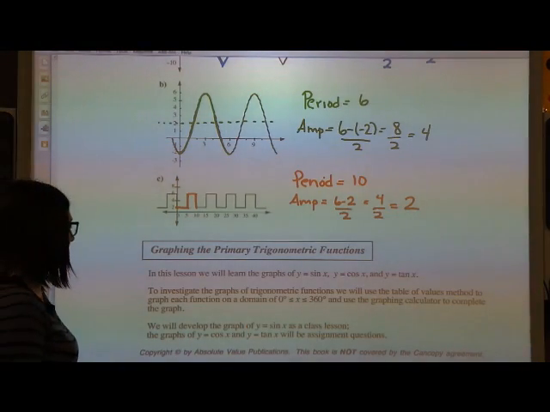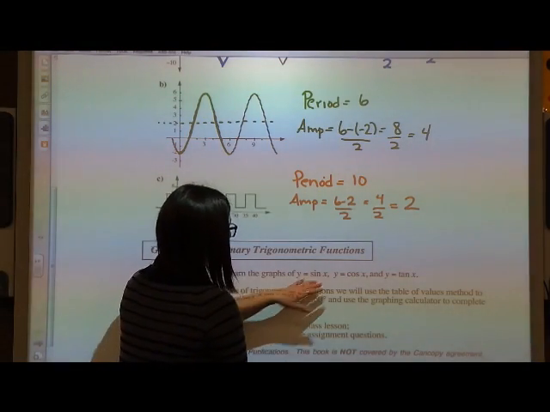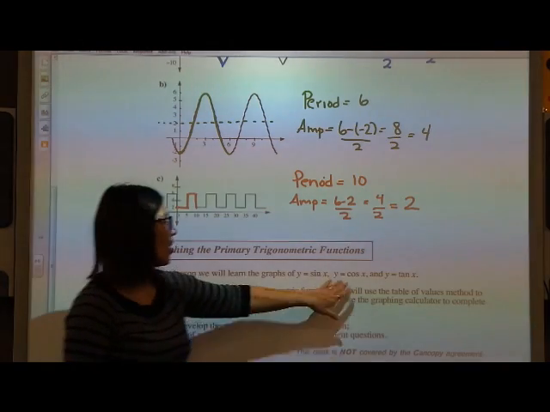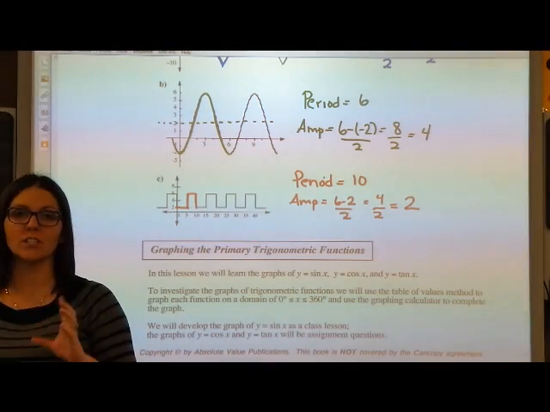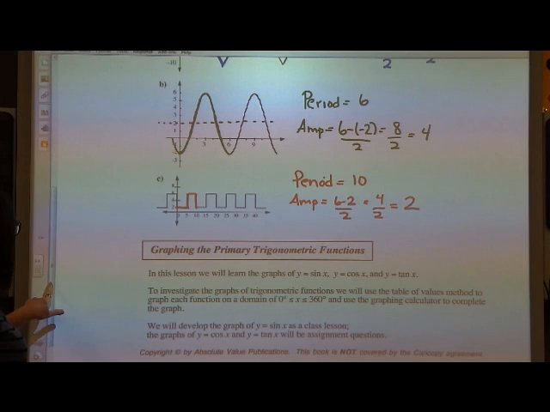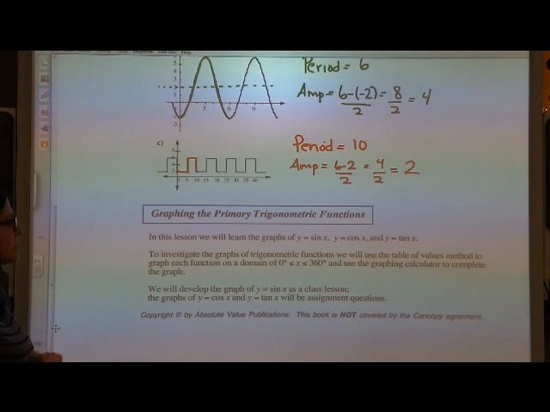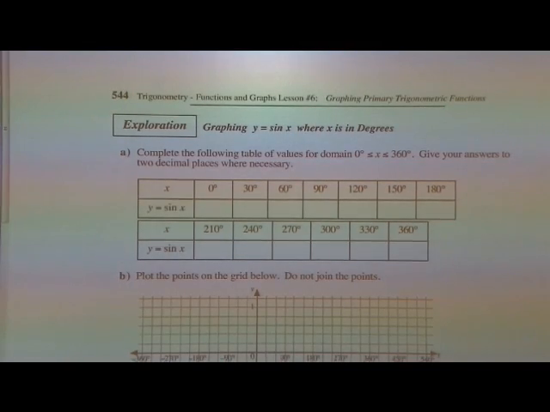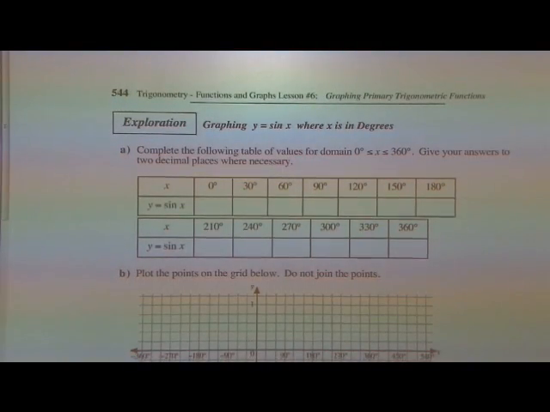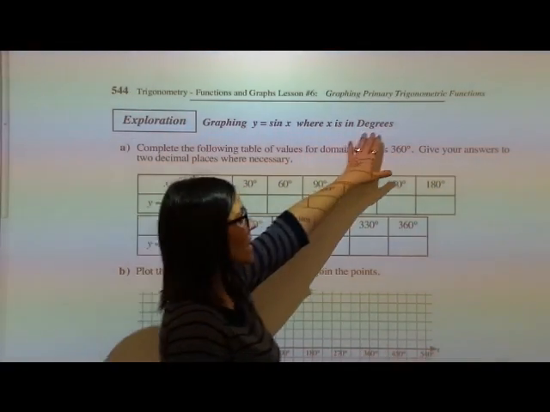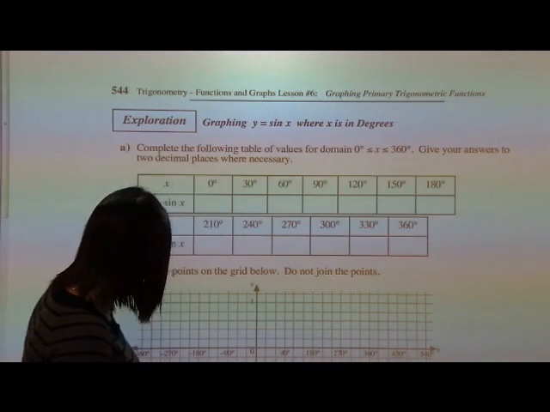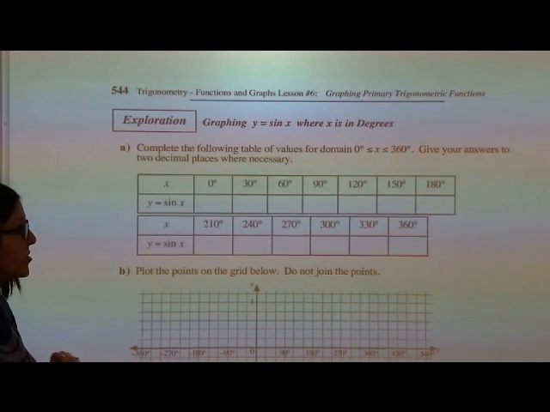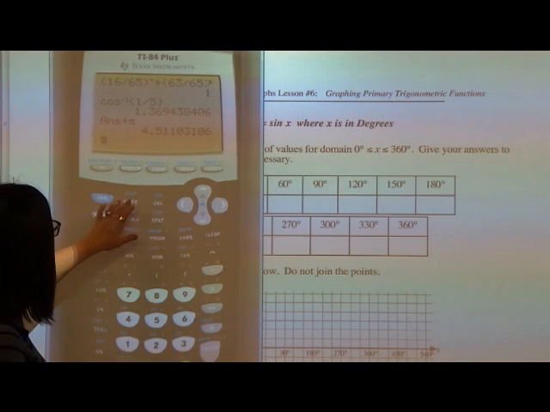So what we are going to look at is these trig functions, sine x, cos x, and tan x. We're going to explore sine, and cos and tan are going to be questions in your assignment. So to investigate these, we're going to use a table of values on a domain. So in this exploration of y equals sine x, we're going to be working in degree mode. So we have to grab our calculator and make sure our calculator is set to degree mode.